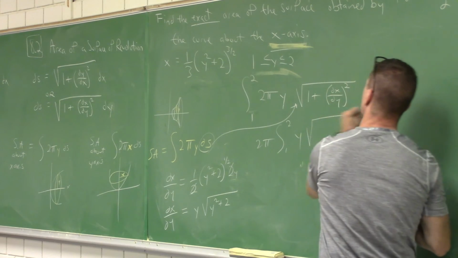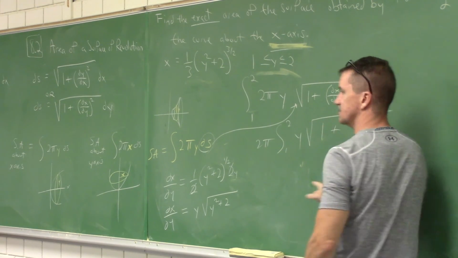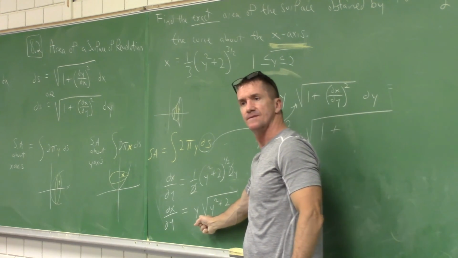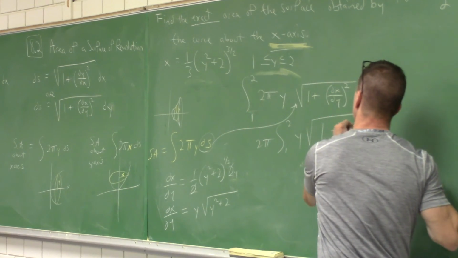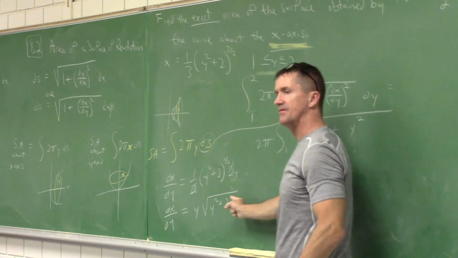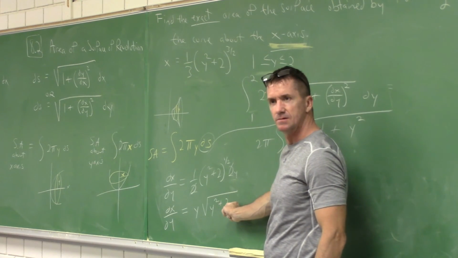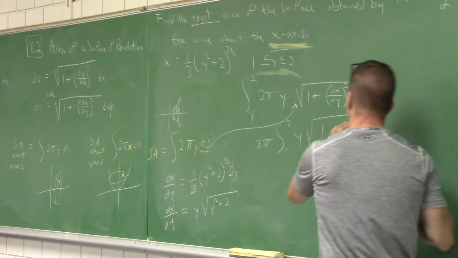Square root of 1 plus, what's this squared? y squared is... And my favorite part, what happens when you square a radical? Turns into a parentheses. Isn't that cool?